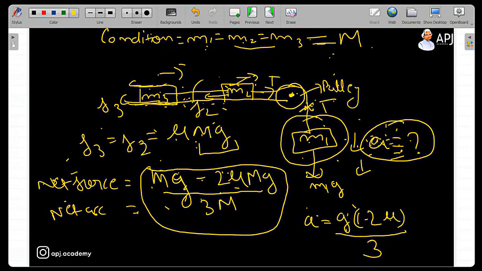ठीक है, मैंने क्या किया, मैंने g कॉमन ले लिया, m कॉमन लेके मैंने कट कर दिया। Okay, this m will cancel out. If I take m common, it cancels out, then I've taken g common. So 1 minus 2 mu will remain inside the bracket and 3 is in the denominator. Acceleration will be g times the bracket (1 minus 2 mu) by 3. Okay.